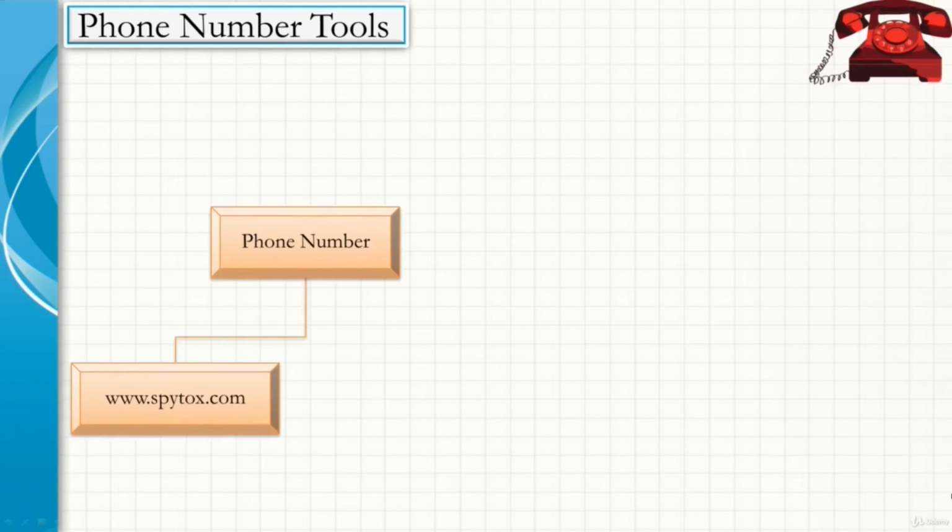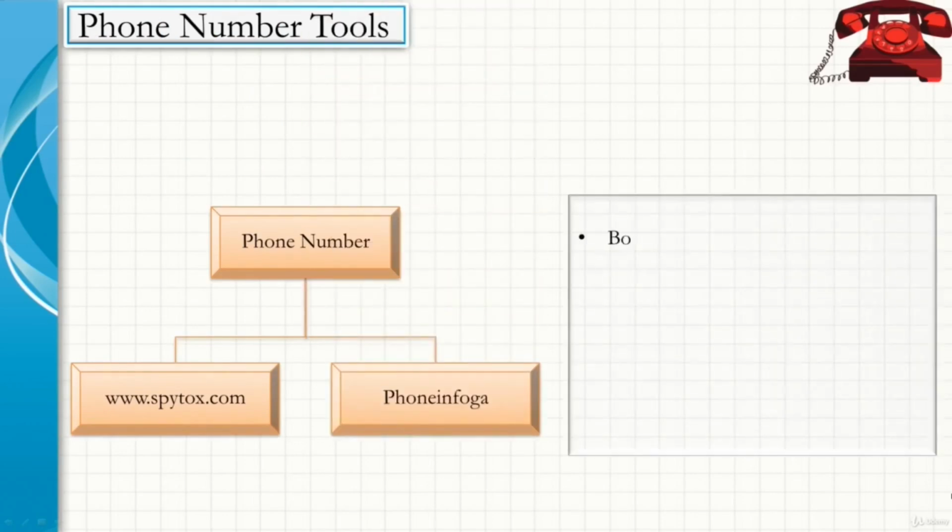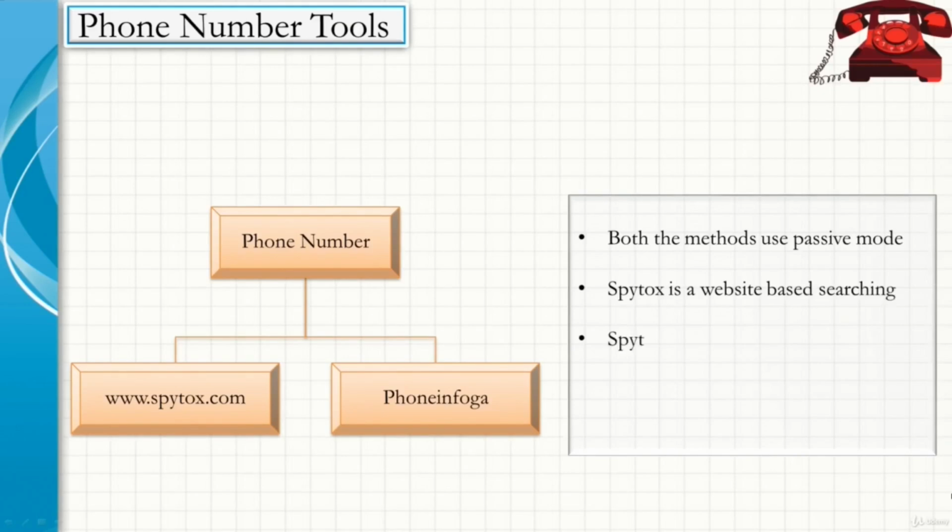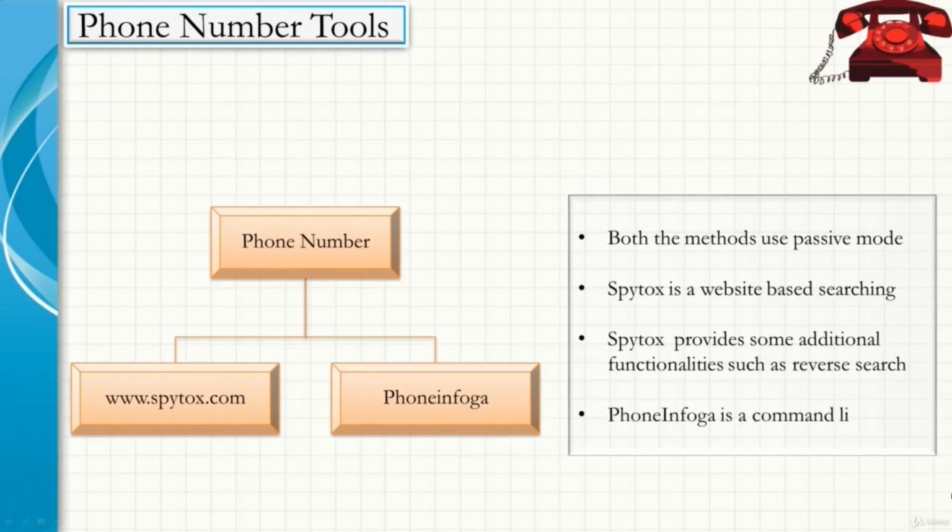The phone number tools can be either www.spytalks.com or PhoneInfoga. Both the methods use passive mode. Spytalks is a website-based searching. Spytalks provides some additional functionalities such as reverse search. PhoneInfoga is a command line tool.